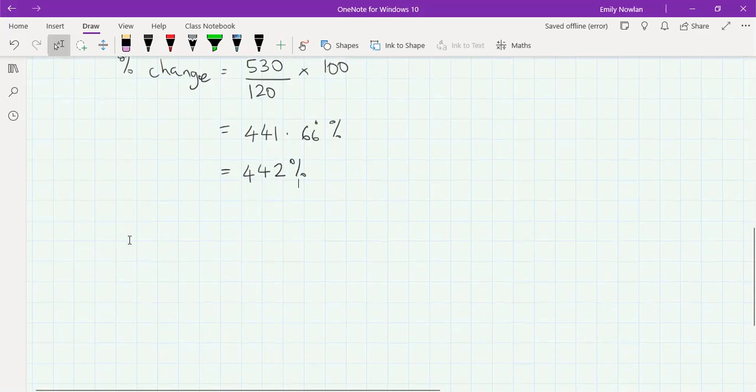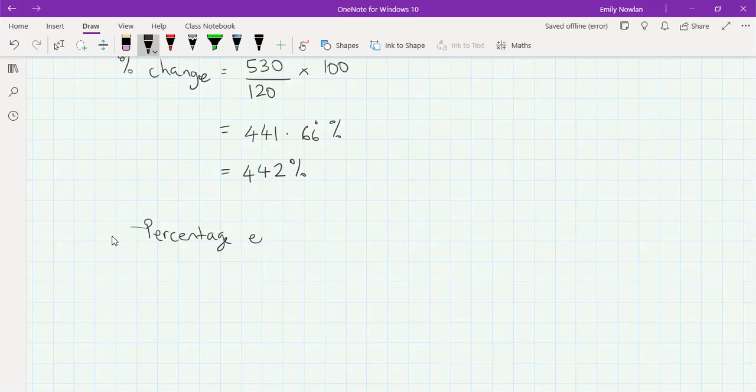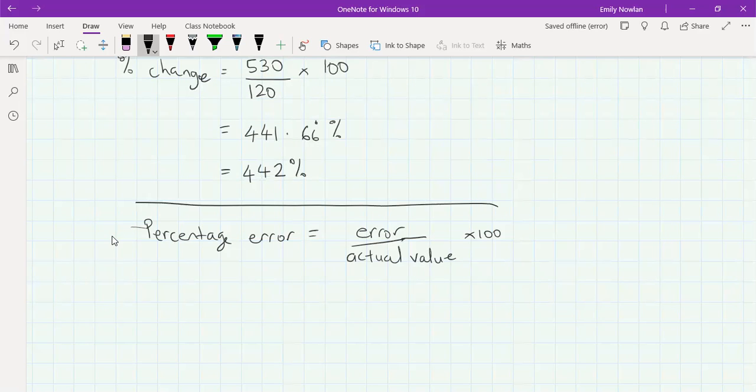Okay. Sometimes this information gets used for percentage error. Now, the percentage error is a similar formula to the percentage change. So the percentage error formula is just the value of the error, whatever it is, over the actual value, whatever the correct value should have been, and then times by 100. Use that in the same way as you did the others.